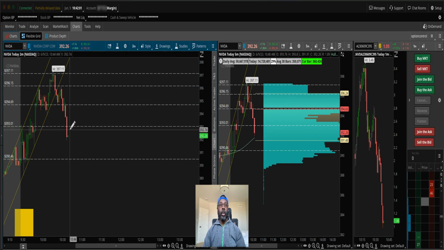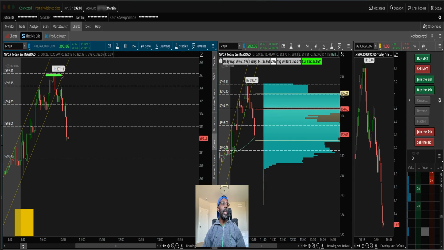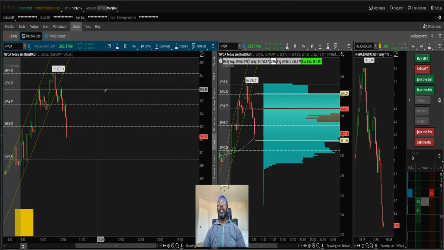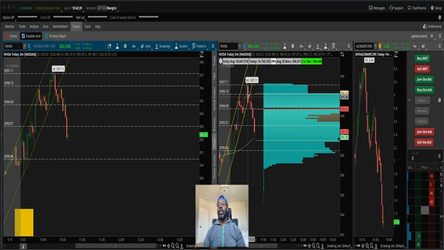Look at this reversal. This would have been a great waterfall right there. This would have been a great move to the downside, right at the high there. And look at this, just walking the stock down. Right? That's beautiful. What a beautiful trade that would have been. Look at that. 5, 10, 15, 20, 25-minute move to the downside.